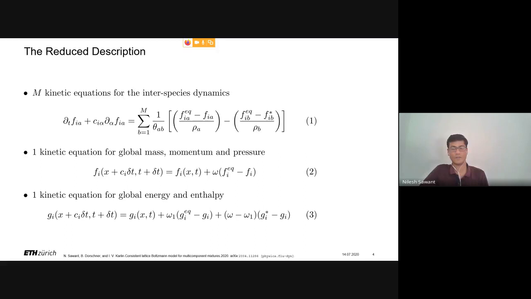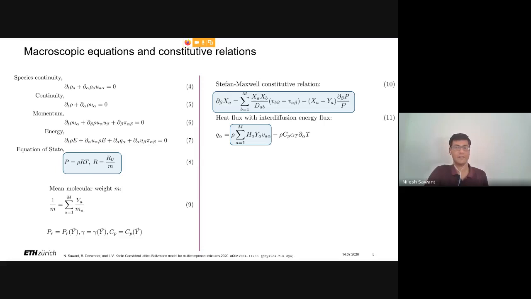Equation number two is similar to the one that was shown in the previous presentation. Equation two is for momentum and mass, and it represents the total momentum and mass of the system. Equation three is another reduced equation, and it gives the total energy of the system. I will not show the complete Chapman-Enskog analysis and all the formulations, but what we recover at the end is the set of fully compressible Navier-Stokes equations, which are 5, 6, and 7, and then we have the equation for the masses of species, which is equation 4.